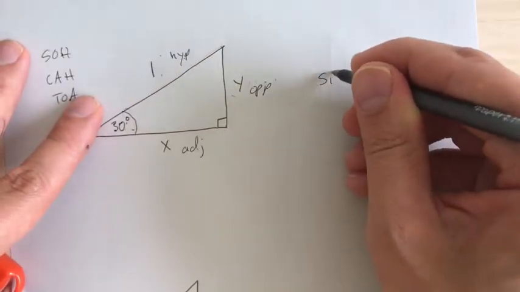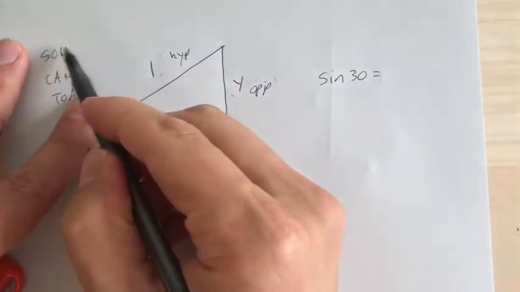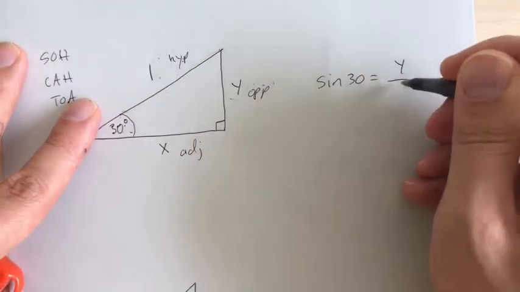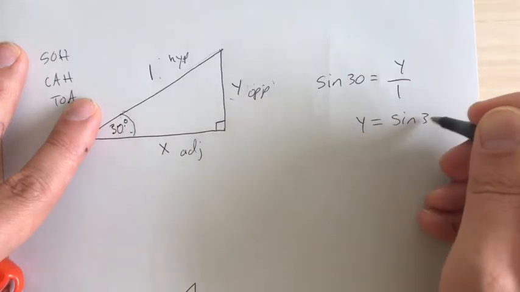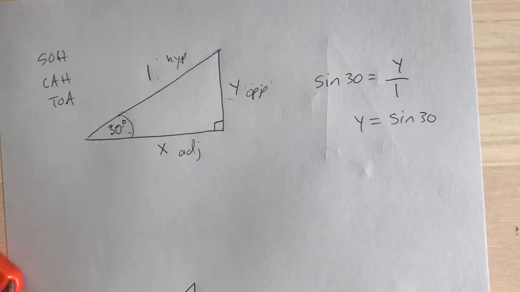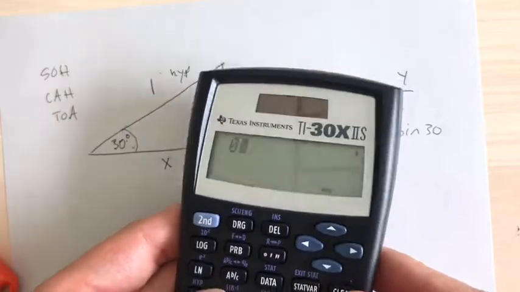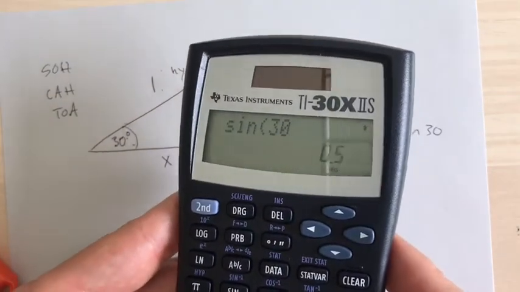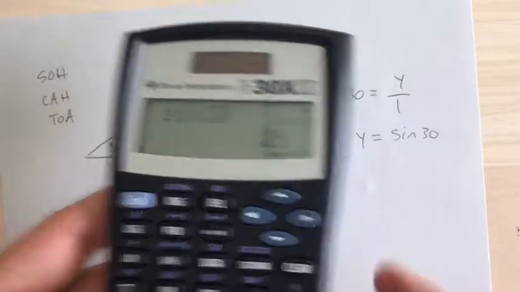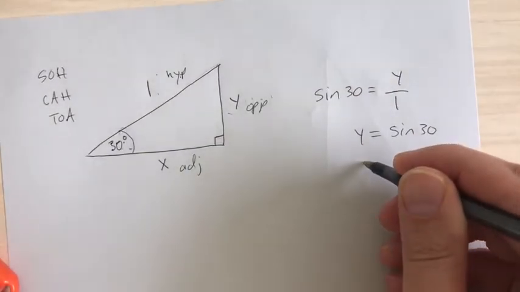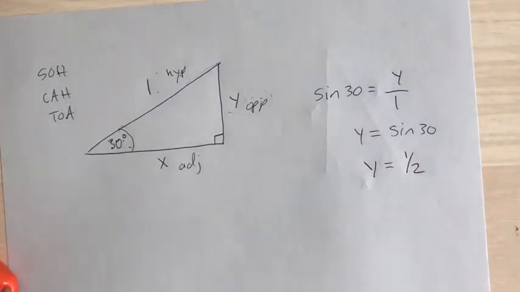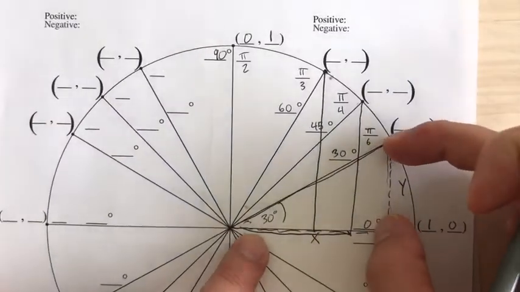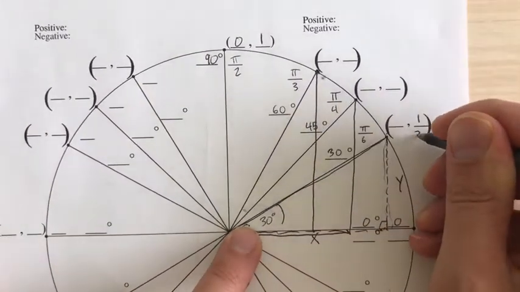So I'm going to write sine of 30 equals opposite over hypotenuse, so y over 1. And then I would solve for y. So y is just going to equal whatever sine of 30 is. Now if you go onto your calculator, sine of 30 is going to be straight up 0.5. So what we know is that the y value is equal to 1/2. So going back to my unit circle, I know that that distance here for 30 degrees is just strictly 1/2.